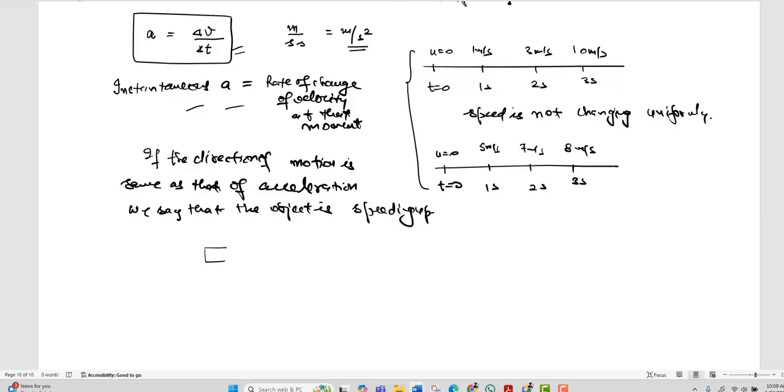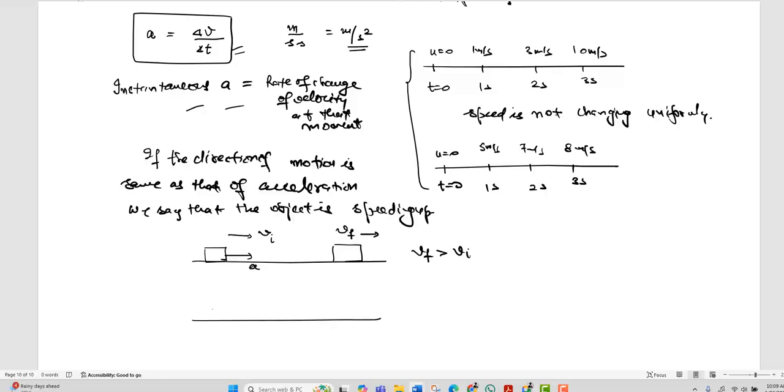Just like this is the car, it is moving in this direction, which means the velocity is in this direction. If the acceleration is also in this direction, then the final speed will be more than the initial speed. Now there can be another situation when the velocity is in this direction and the acceleration is in the opposite direction. So when it reaches here, in such a situation the final velocity is less than the initial velocity.